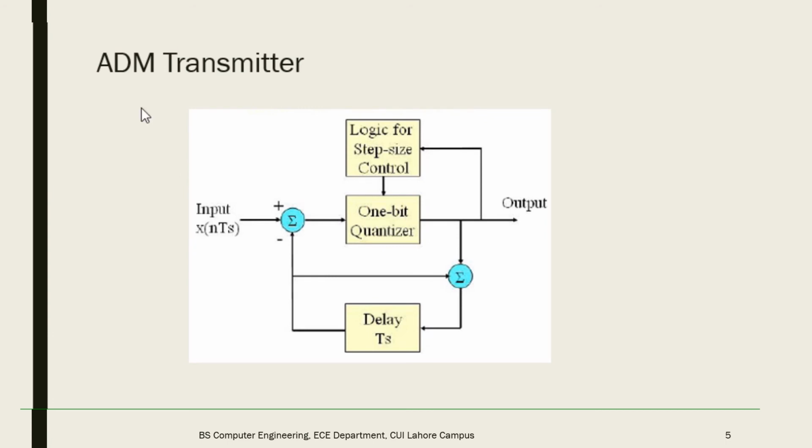So here is the ADM transmitter. The lower part is similar to delta modulation, and the only block which we have added here is the logic, and this logic will decide whether the step size should be increased or decreased. So this logic is involved here, and on the basis of this the remaining transmitter will work.